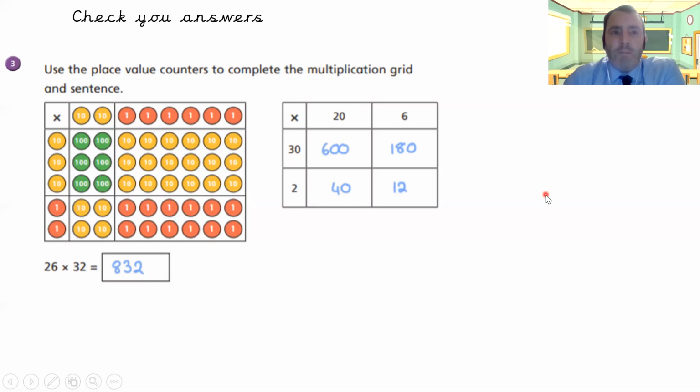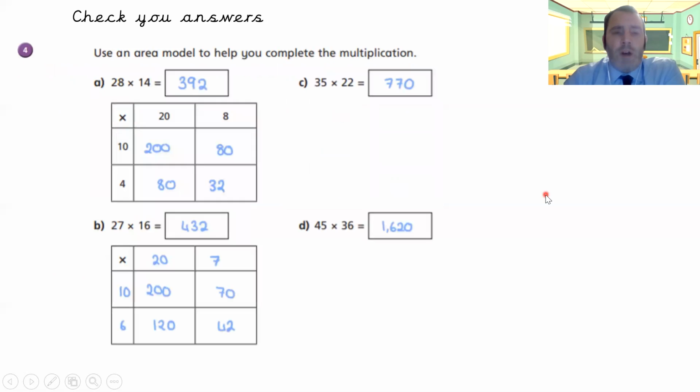Okay, moving on. So our final calculations we had to work out using area models. I've shown you how the area models should look for A and B. For A, we've got the numbers written in. For B, we've written all of the numbers in. We should be able to complete these.